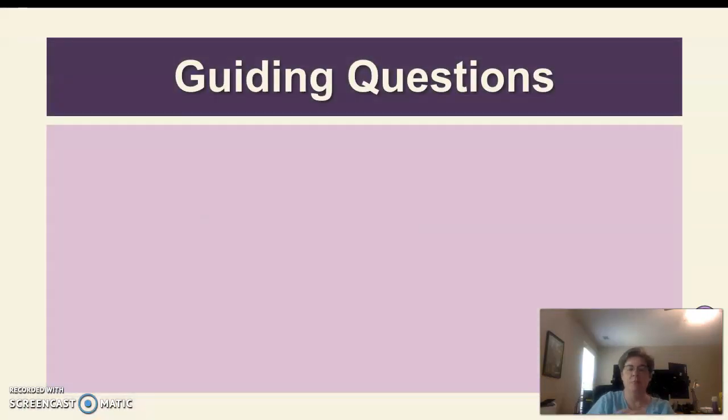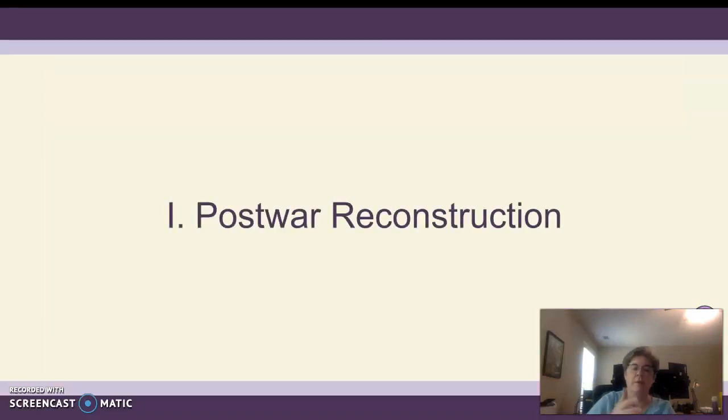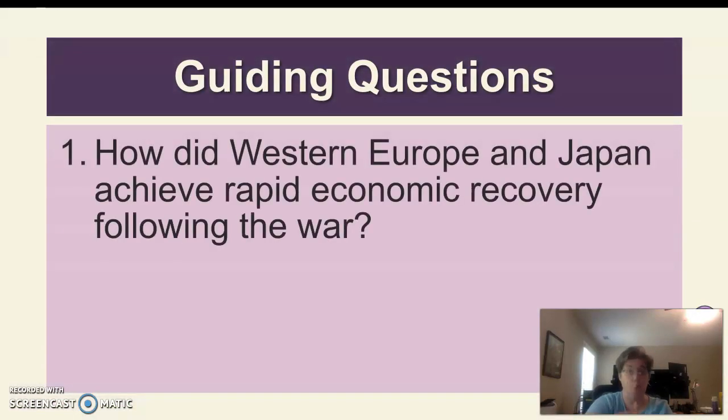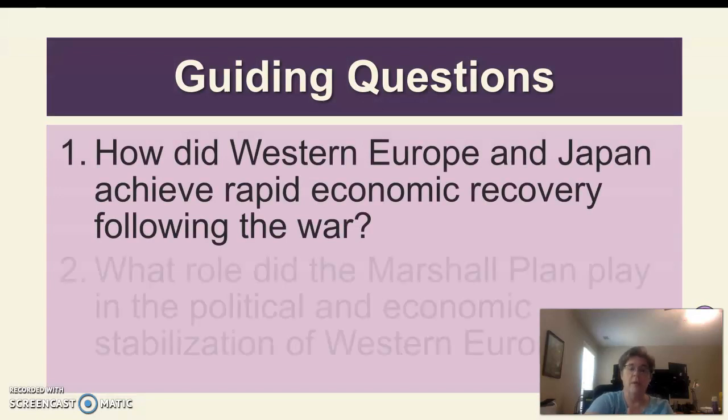Our first major point is going to be post-war reconstruction. If you remember, you just took a test on World War II. We're finished with the war. We've signed peace treaties. We're done. Now what? We have devastation everywhere, and we've got to fix this, okay? So let's look at how we're going to reconstruct the world.